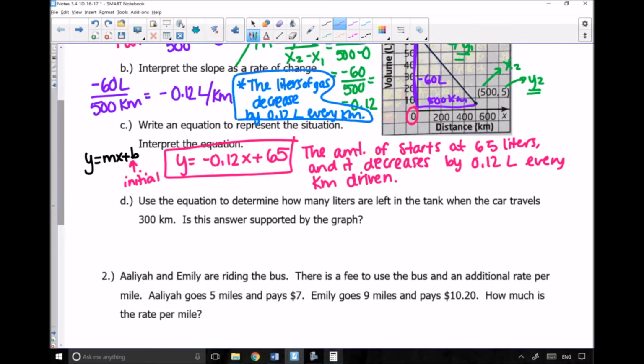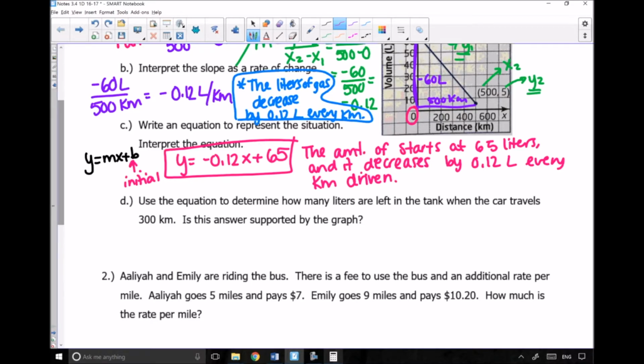Well, if my equation is y equals negative 0.12x plus 65, and I have 300 kilometers driven, and we know that x stands for the number of kilometers, then I can say y equals negative 0.12 times 300 plus 65. Okay, so then I just go ahead and do my multiplication.